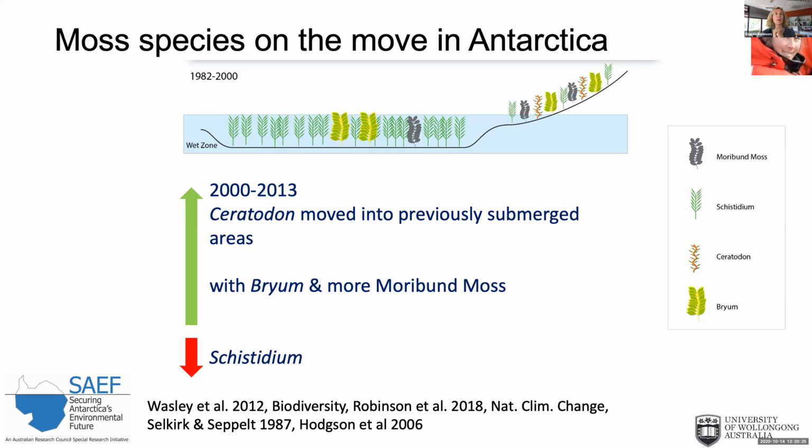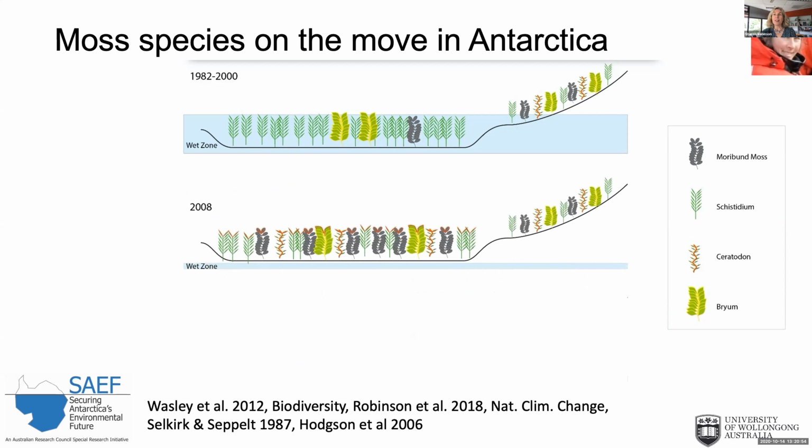So from 1982 to 2000, we would only find Schistidium and Bryum and a bit of dead moss in those lower areas. But as we looked over the years, we saw more and more Ceratodon moving in. And the early work in the 80s isn't done by us. That was done by Patricia Selkirk and Rod Seppelt and other colleagues who were working with the Antarctic Division in the 1980s. And they only found Bryum and Schistidium in those lower areas.